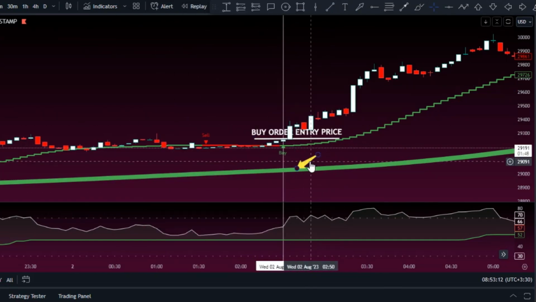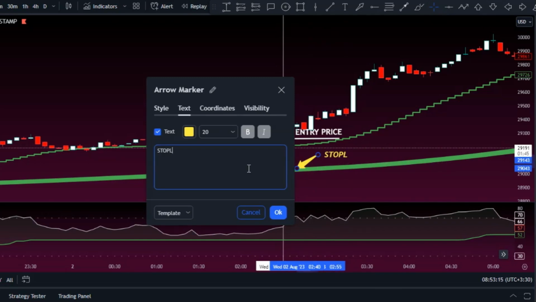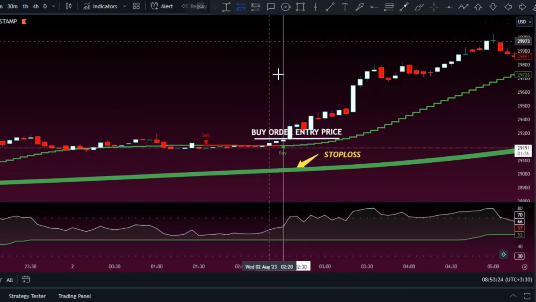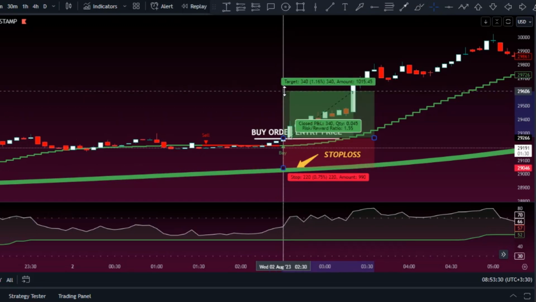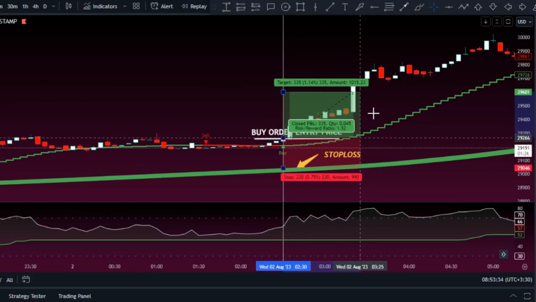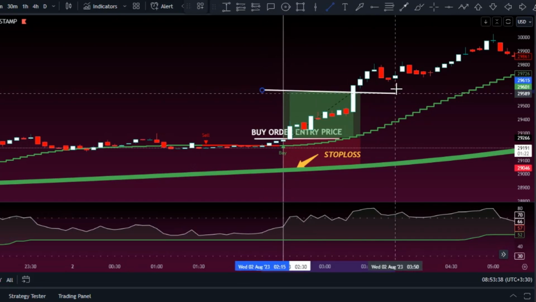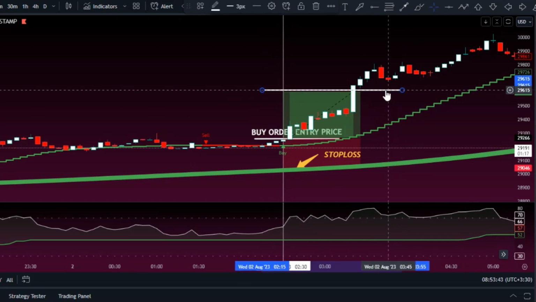After getting in, we should set a stop loss, for which I recommend using the Market Bias band. And to lock in profits and exit the trade, aim for a 1 to 1.5 risk to reward ratio.